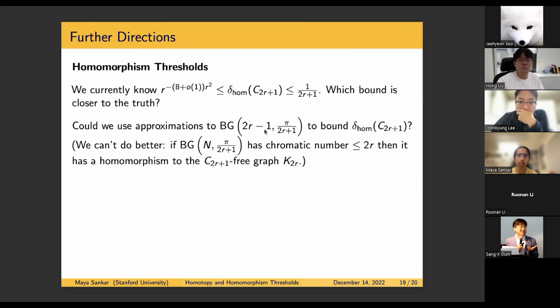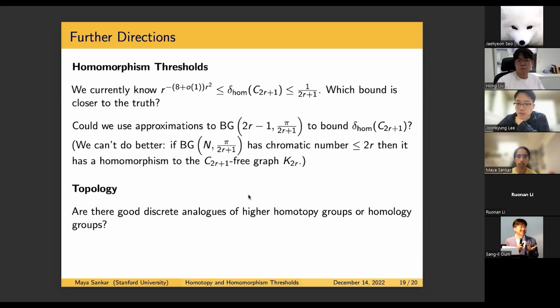And we can't do better than 2r minus 1 here, because this is the lowest dimension Borsuk graph that'll have chromatic number 2r plus 1. And if we pick a Borsuk graph that has chromatic number 2r, then it'll have a homomorphism to K_2r, which is C_{2r+1}-free, just because it doesn't have enough vertices to have a copy of C_{2r+1}. So the question is, can you use this as a lower bound? And that would be something like r to the minus 2r. But even then, there would still be a gaping hole between the lower bound and the upper bound.